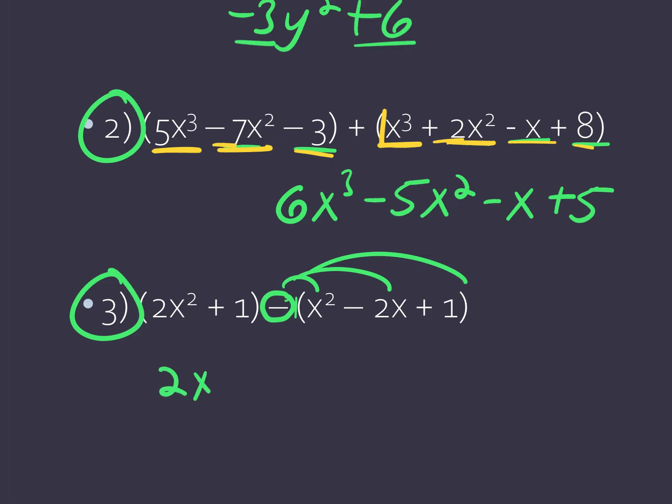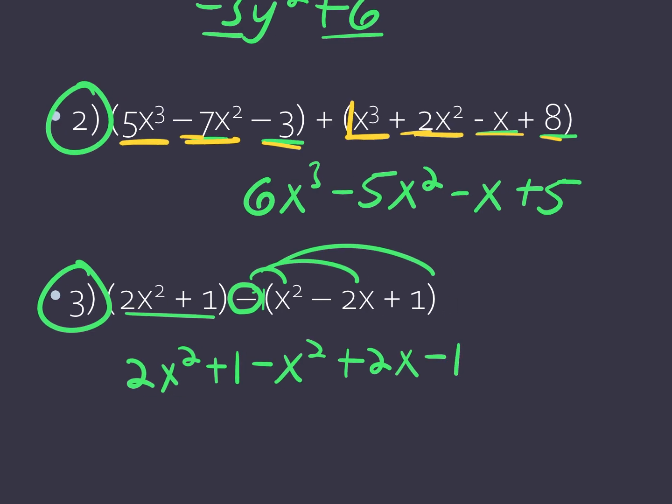So this is going to be 2x squared plus 1. The first stays exactly the same. The next is going to be -x squared. It's just going to change the sign of everything on the inside. It becomes -x squared plus 2x minus 1.